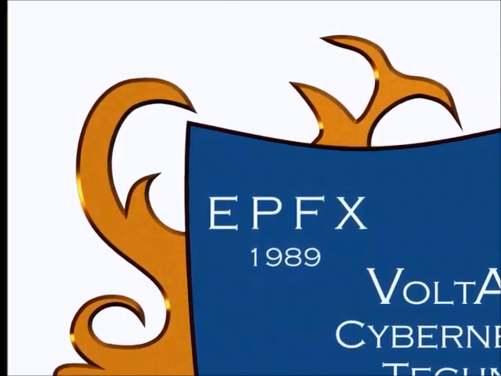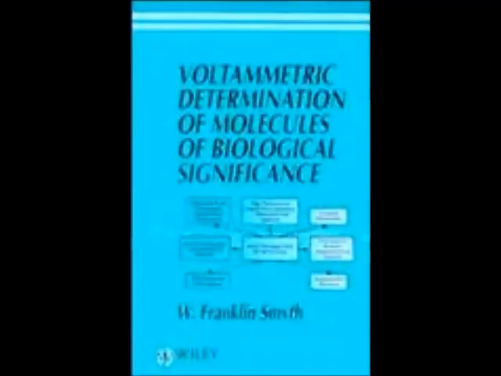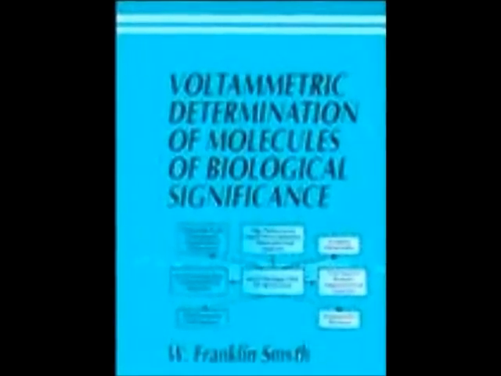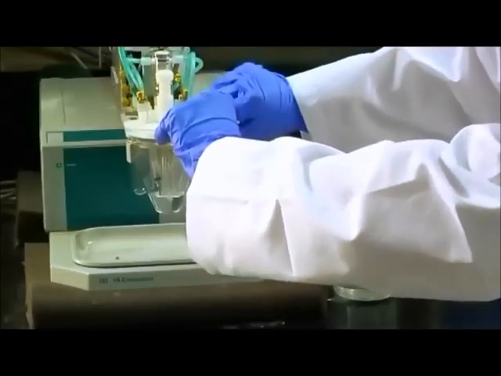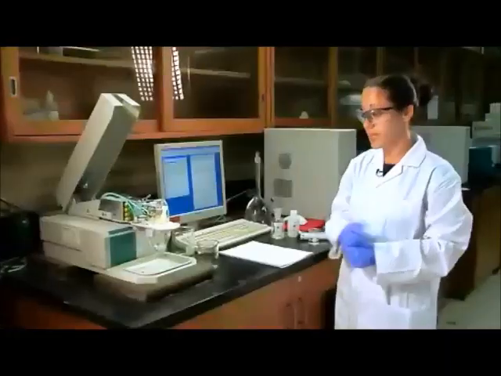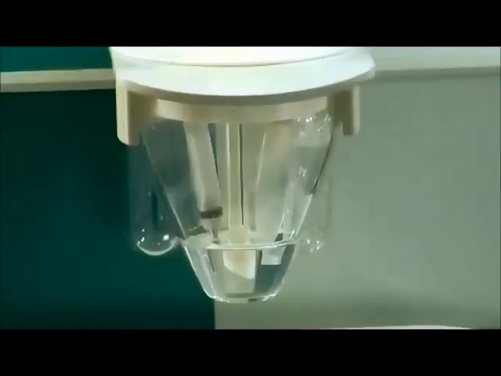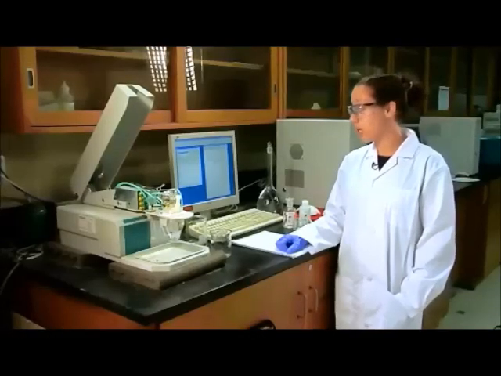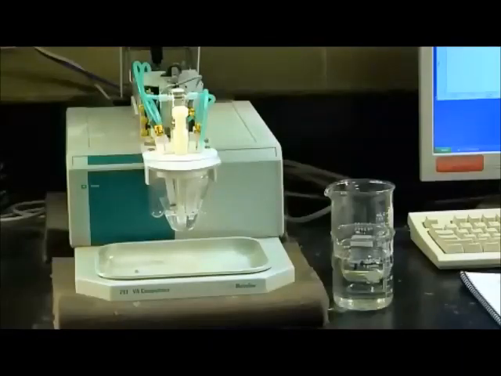In the 1989 EPFX, the voltammetric determination was the first book that really led us to the idea that each biological molecule had its own signature. By using a voltammetric process, we would be able to measure that electrical signature and see how it interacts. Then by taking that signature and applying it to a patient, we would be able to see how the patient reacts to that item. Very exciting. This led to the development of the xeroid process.